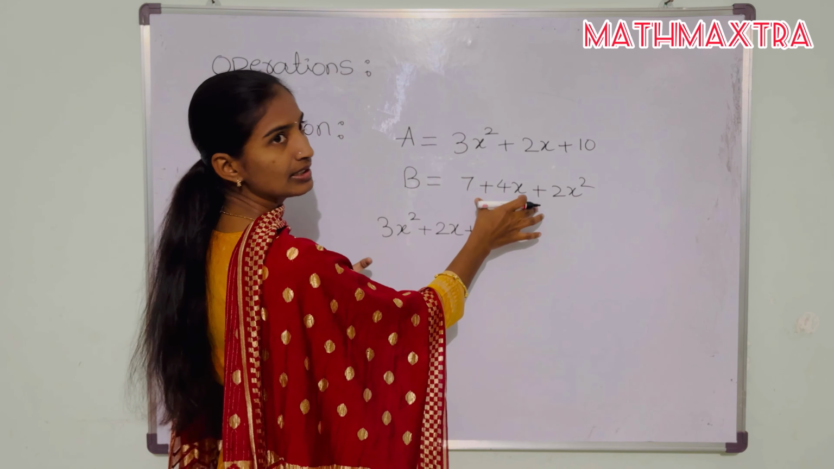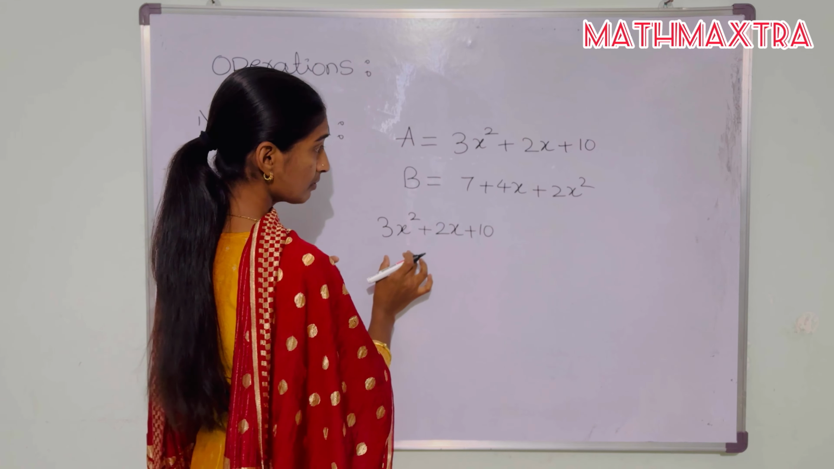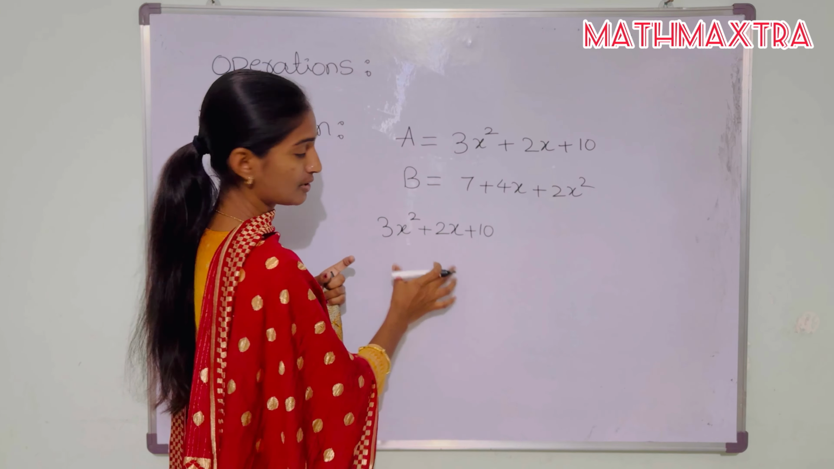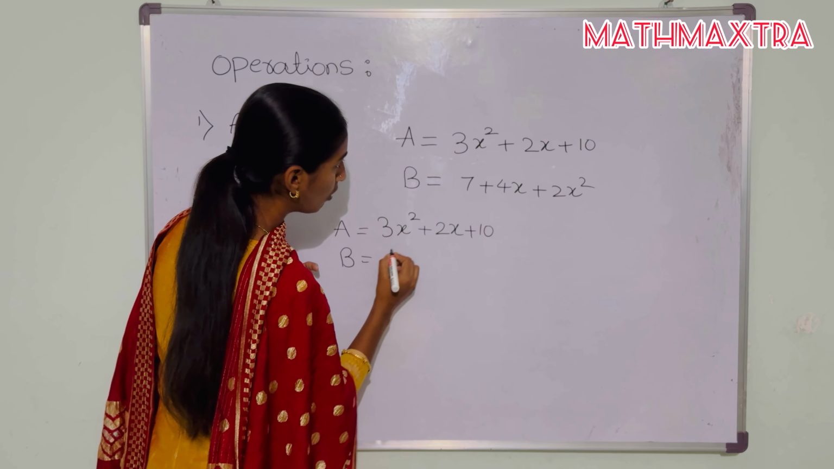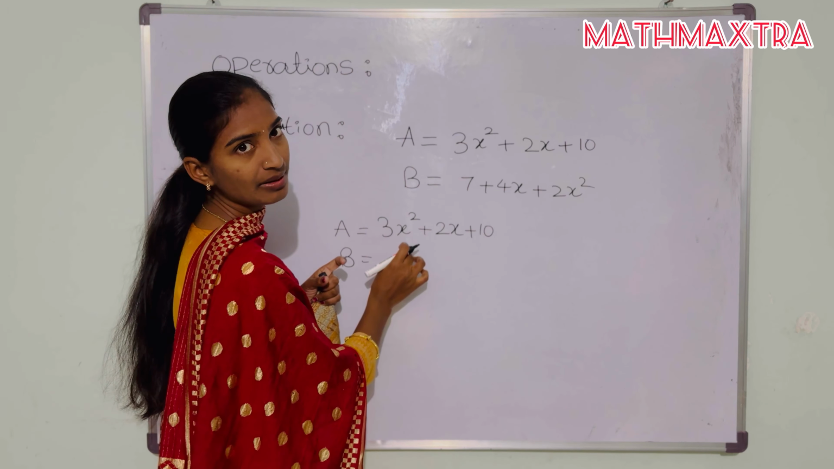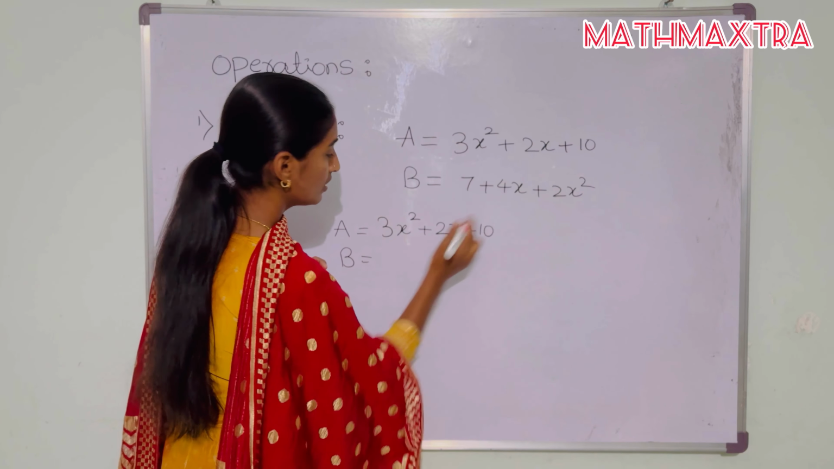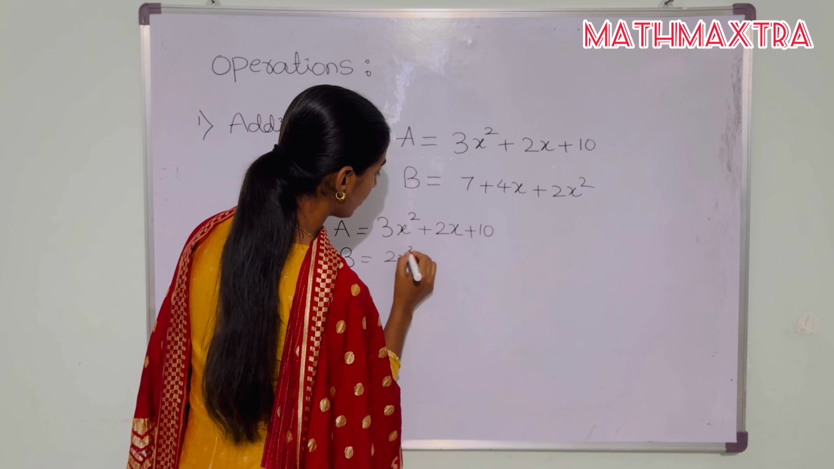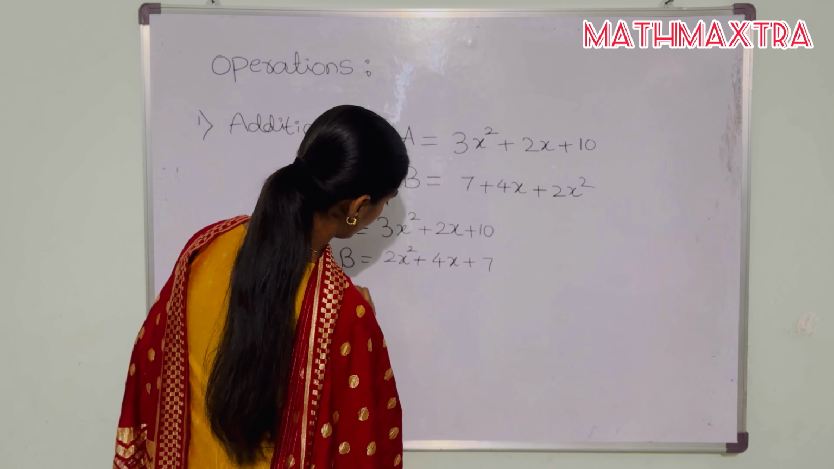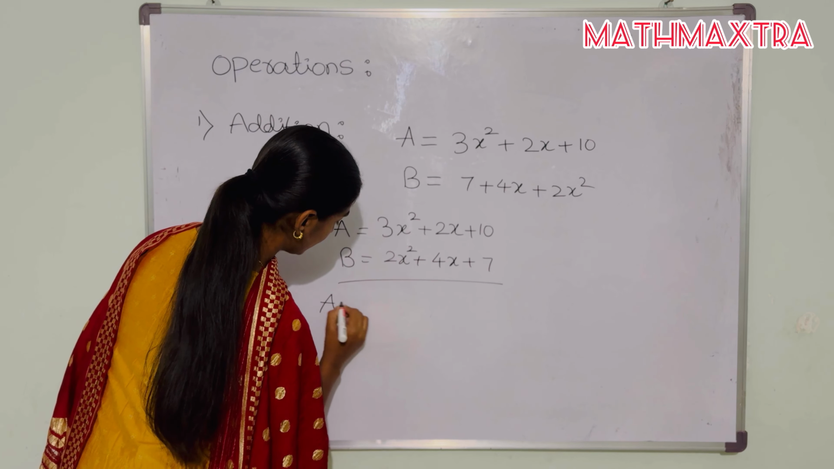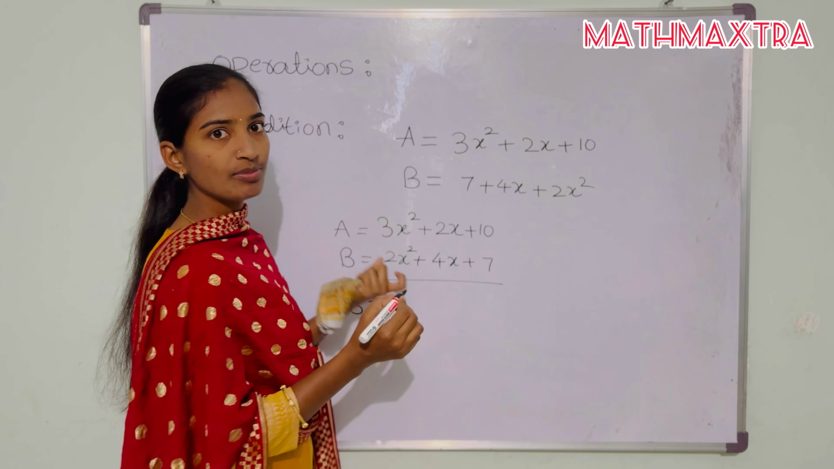Then you write the second algebraic expression exactly below the first expression. So this is nothing but A, and you write B below it and you write the like terms below it. So the x square term we have to write below this term, which is nothing but 2x square plus 4x plus 7. Now you add A plus B, which is nothing but the addition of these two algebraic expressions.